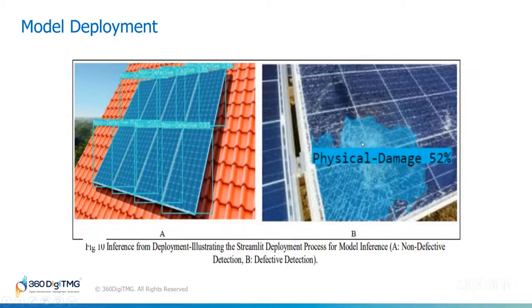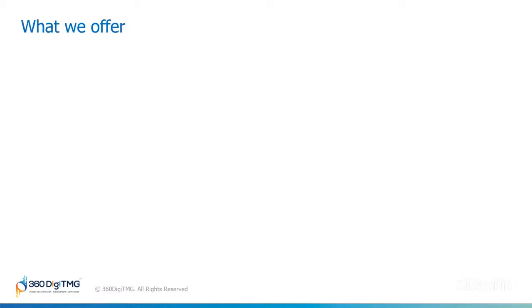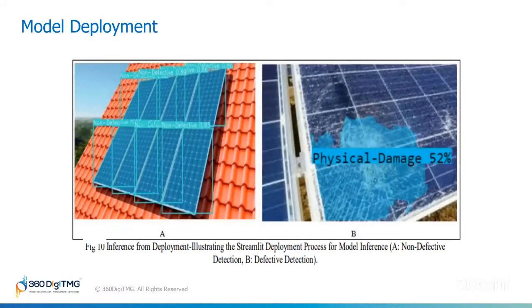On the right hand side, can you see that there are some cracks on the panel? Because of this, the cracked panel comes under physical damage, so it will identify it as physical damage. This deployment we did using the Streamlit application. So this was all about the project explanation, that is the solar panel damage detection.